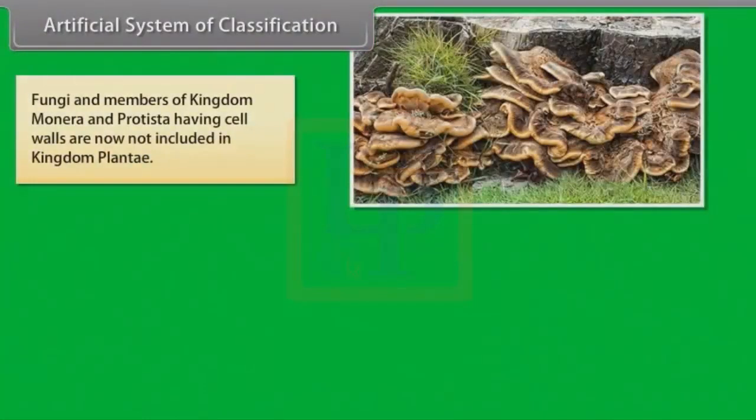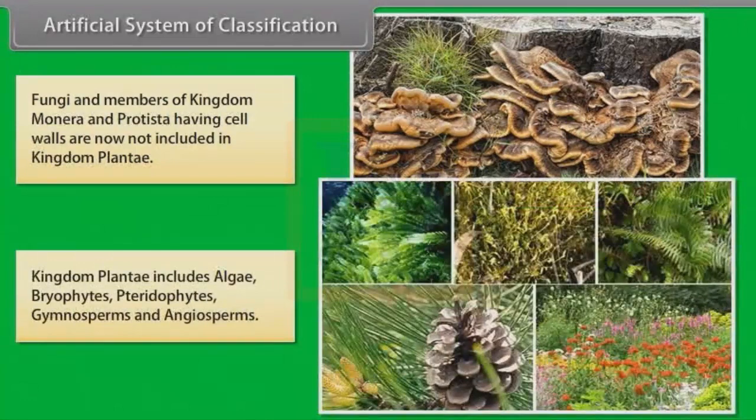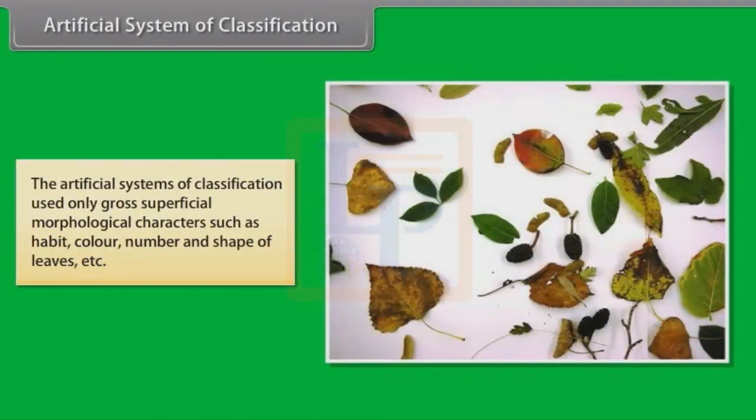Fungi and members of kingdom Monera and Protista having cell walls are now not included in kingdom Plantae. Kingdom Plantae includes algae, bryophytes, pteridophytes, gymnosperms, and angiosperms. The artificial systems of classification used only gross superficial morphological characters such as habit, color, number, and shape of leaves, etc.